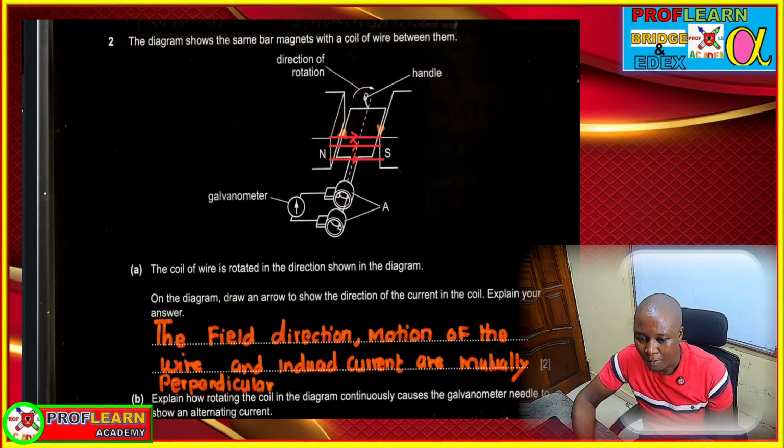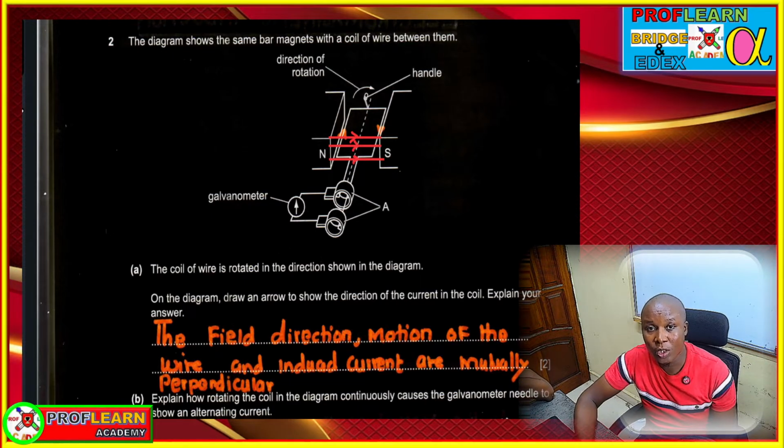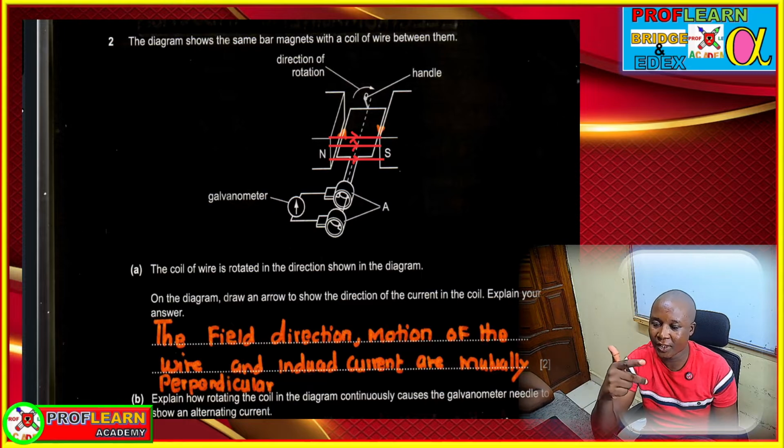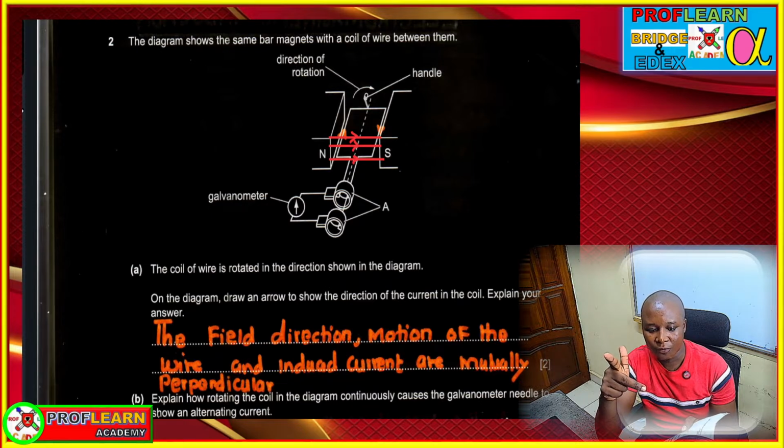They were asked, on the diagram, draw an arrow to indicate the direction of the current. Because it is a generator, we are going to use Fleming's right-hand rule. You place the first finger, second finger and thumb at 90 degrees to each other, such that the first finger is pointing in the direction of the field.